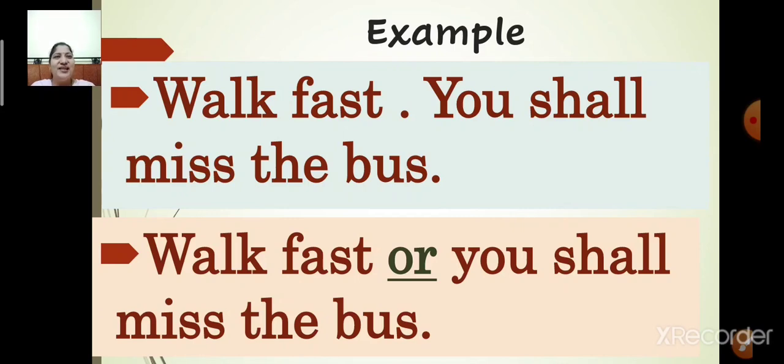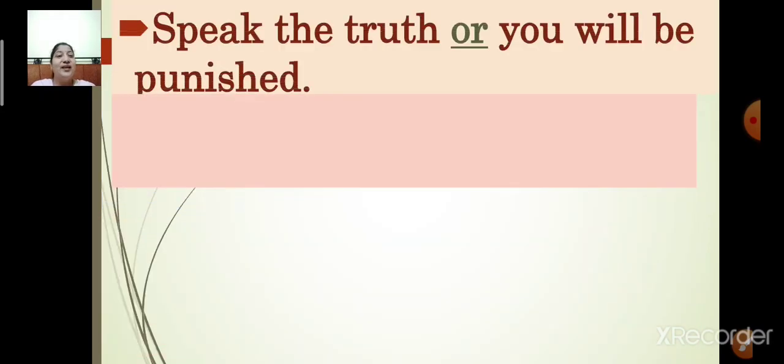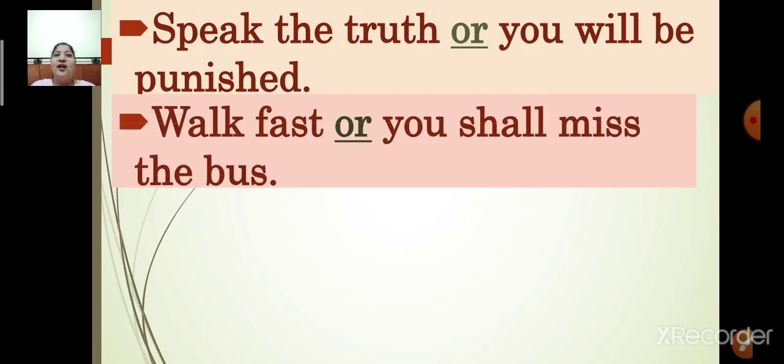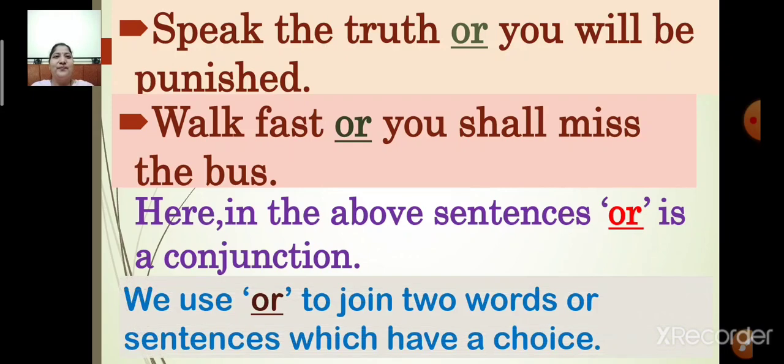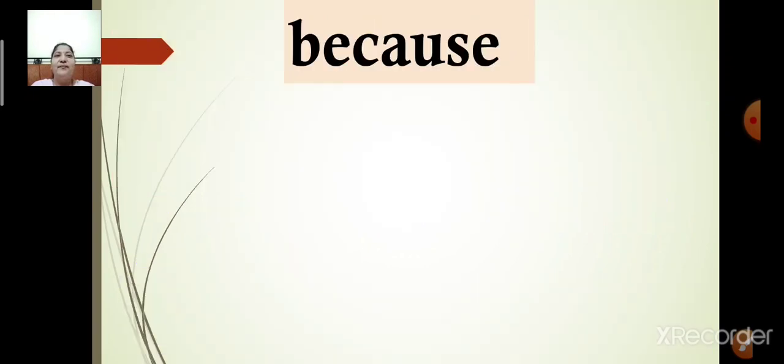Now children, let me explain you again. Speak the truth or you will be punished. Walk fast or you shall miss the bus. Here in the above sentences, or is a conjunction. We use or to join two words or sentences which have a choice. I repeat, we use or to join two words or sentences which have a choice. Now children, let us move on to the next conjunction, that is because.